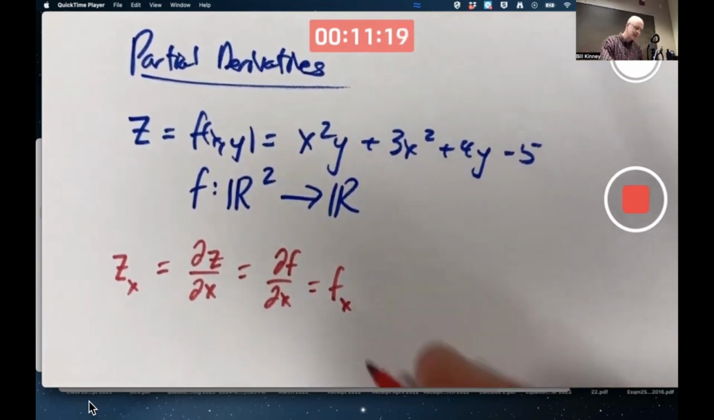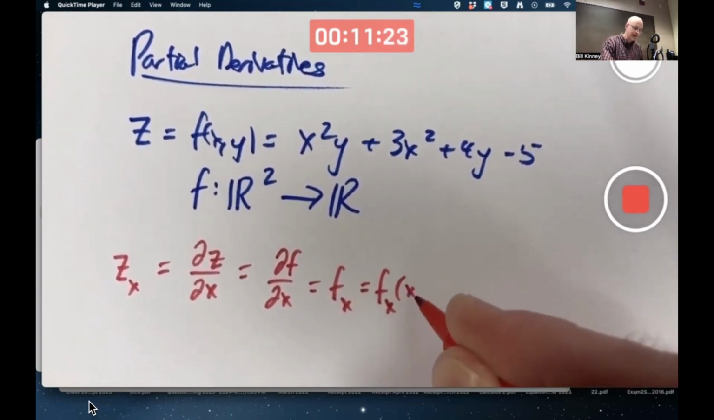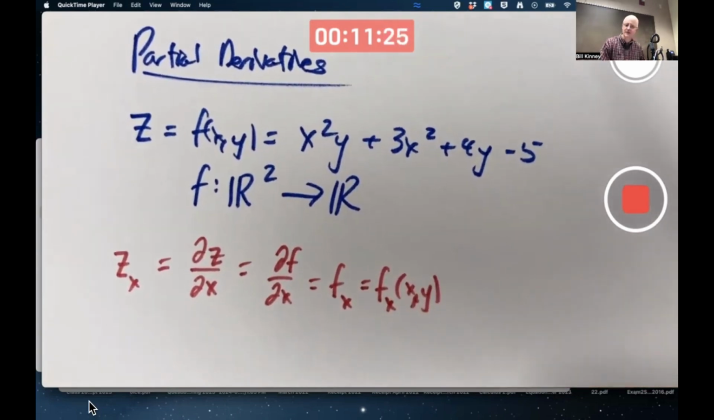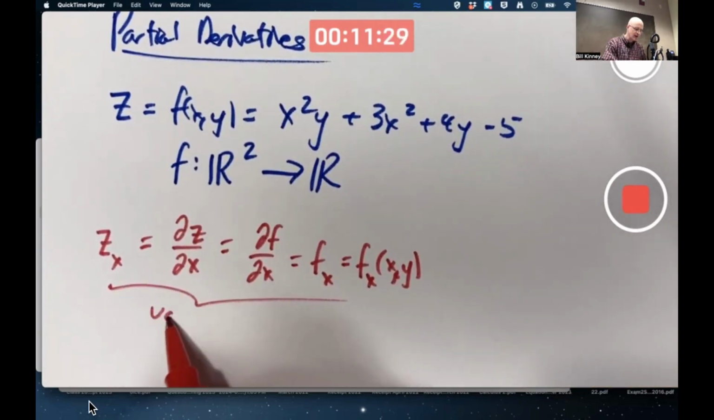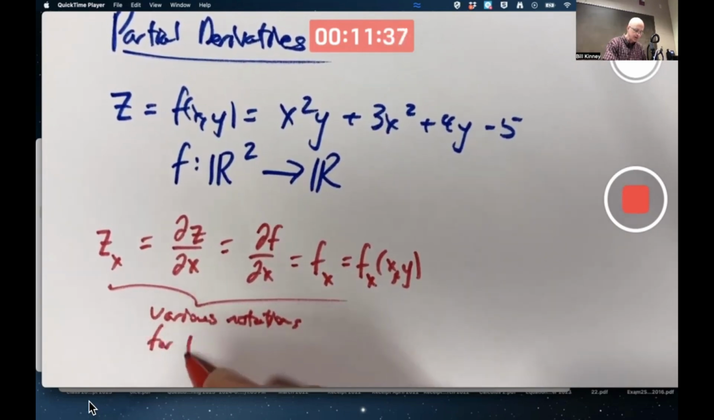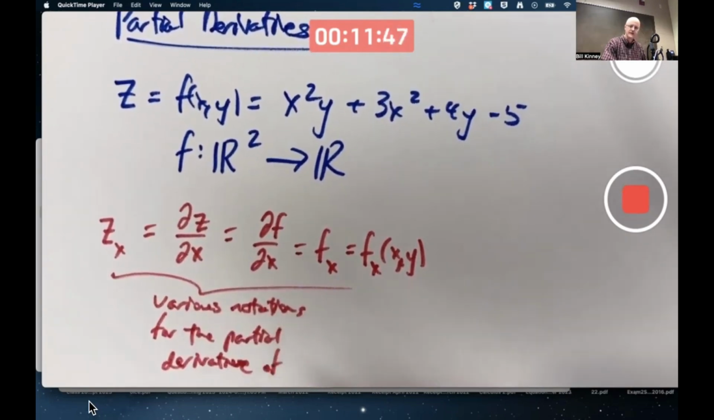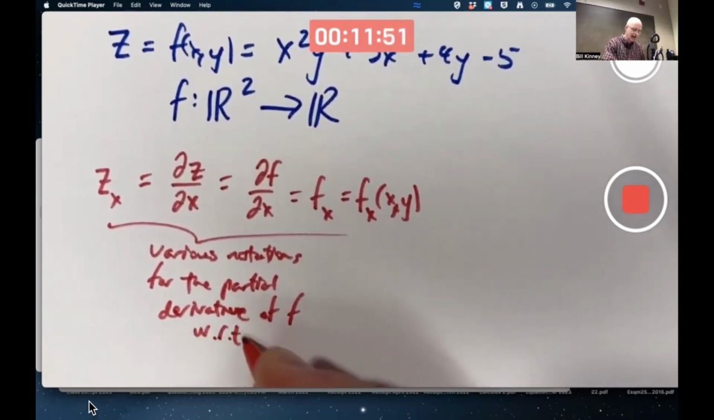We might as well also use the subscript there as well. Although if we use the subscript there, it's a little bit more traditional to put the fact that this is going to be a function of x and y in there. So all these are various notations for the partial derivative of this function f with respect to x.